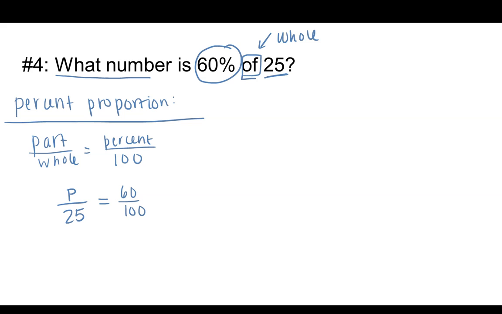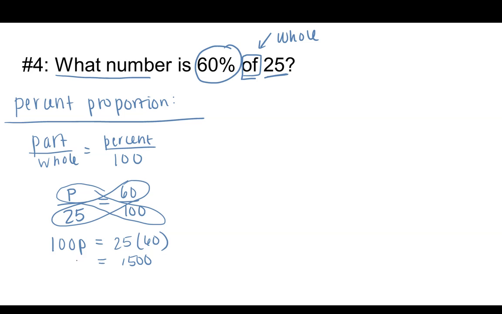And then for the part, I'm going to write P. You can pick whatever variable. You could do X. I'm just going to do P because that stands for part. So then to solve the percent proportion, I'm going to do cross product, remember? So I'm going to have 100P equals 25 times 60. All right, and 25 times 60 is going to give me 1,500. And then to solve for P, we have to divide both sides by 100. Okay, and that's going to give me P equals 15. So I know that my part is 15.